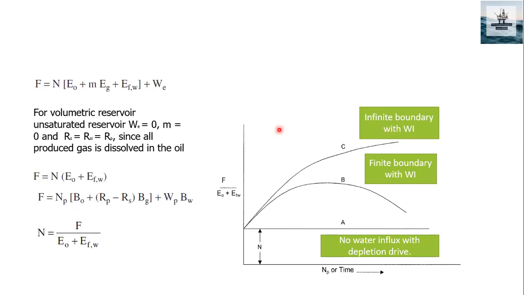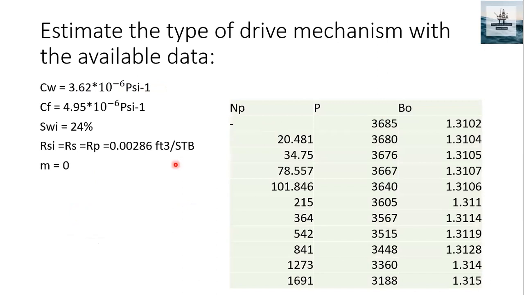So let us see with real-time data. If you have data like this, estimate the type of drive mechanism with the available data. You have compressibility of water and compressibility of formation, the values have been given. Initial water saturation, that is connate water saturation, is 24%. Since it is a volumetric reservoir, all the values of Rs have been given like this, and the M value was given to be zero. You have the produced amount of oil, pressure, and formation volume factor.